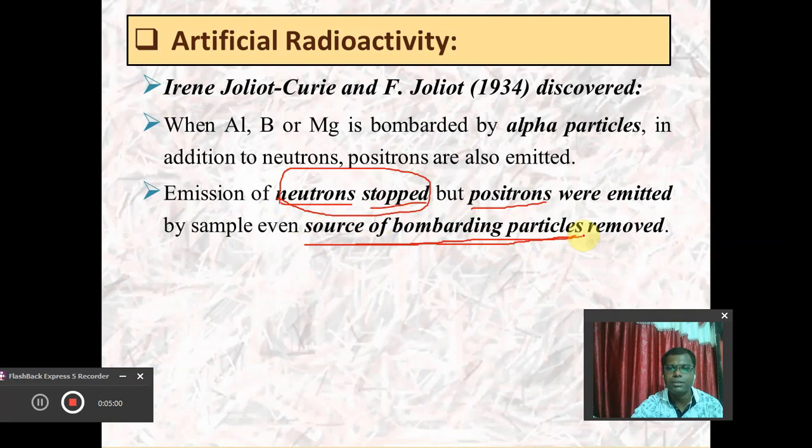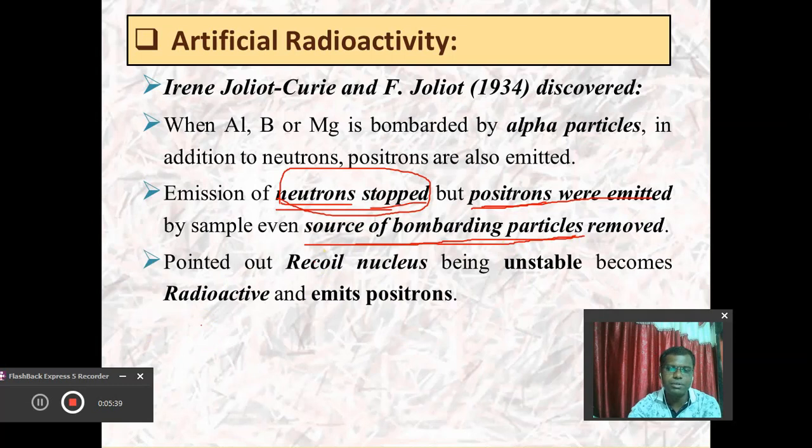I hope you can understand the difference between these two. What is expected is that the emission of particles should continue as long as the source of bombarding particle is present, and it should stop with the removal of the source. But here they found something quite different: the emission of neutrons stopped but the emission of positrons continued. Emission of positrons was observed even when the source of bombarding particle was removed. So I hope you will be able to understand the main difference.